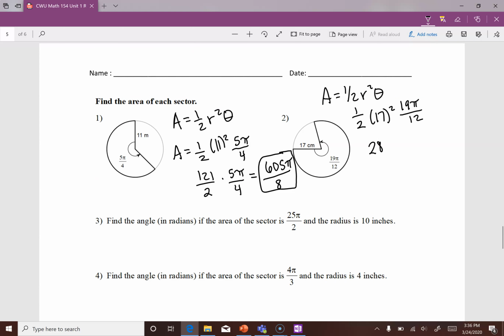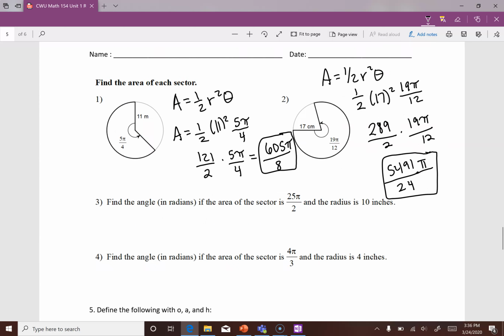289 over 2 times 19 pi over 12. Okay, multiplying 289 times 19, I get 5491 all over 24. And don't forget about your pi here. Now I'm going to take that number and divide by 24 in my calculator, and I'm going to ignore the pi. I'm going to math frac it, math then fraction, and I get a reduced fraction that is exactly that. So that's our final answer.